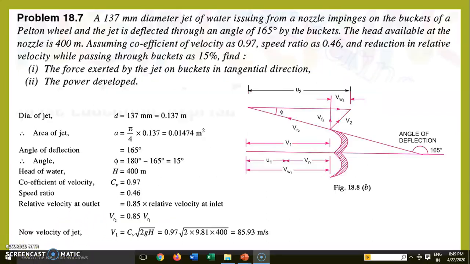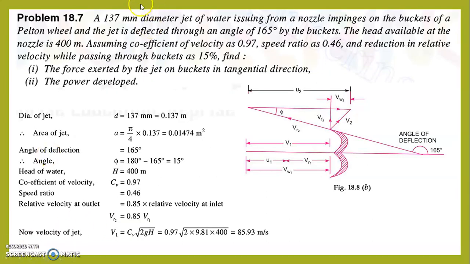Okay. So here is our next question. A 137 mm diameter jet of water, that is small d is given as 137 mm, emerges from a nozzle onto a bucket of a Pelton wheel. The jet is deflected through an angle of 165 degrees. So the angle of deflection is 165. From that we can write the value of phi as 15 degrees.